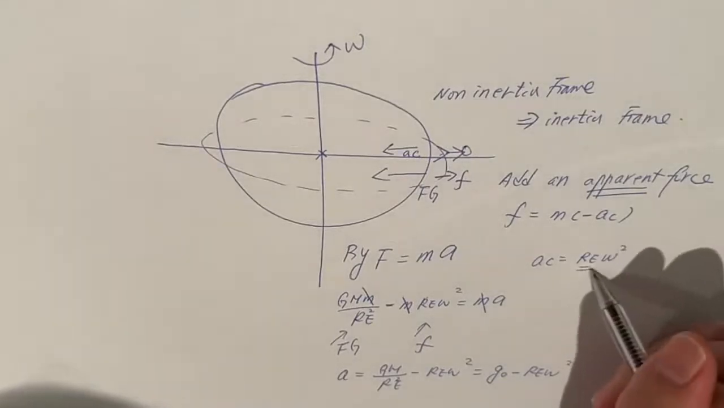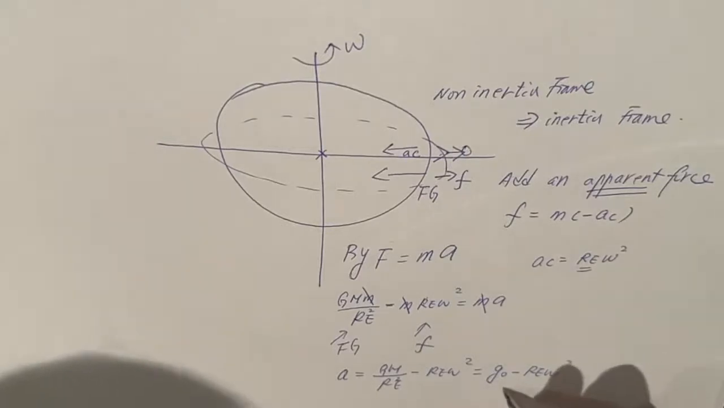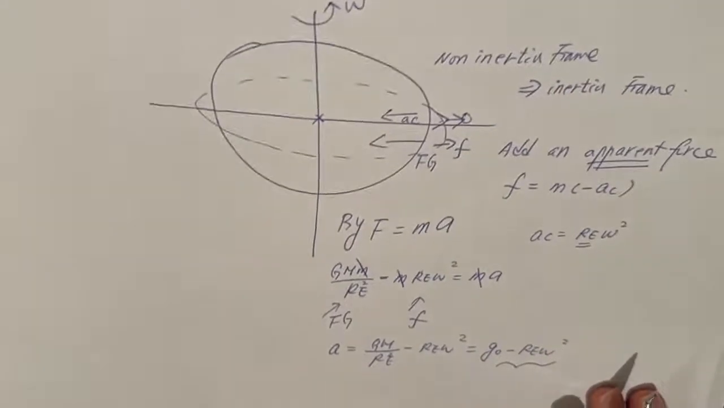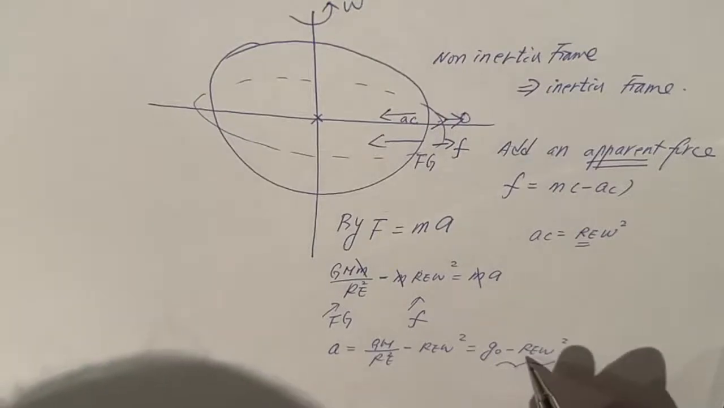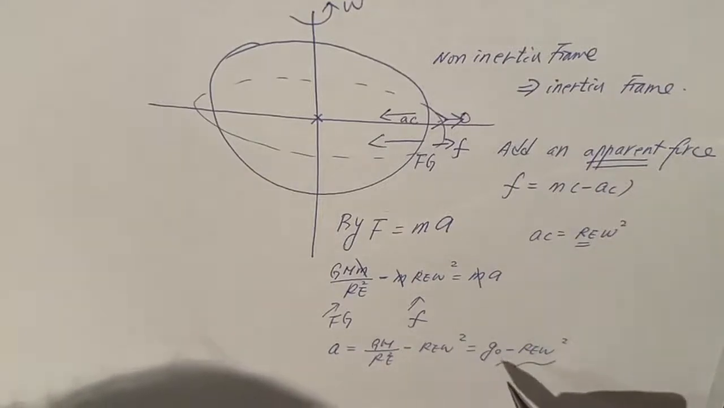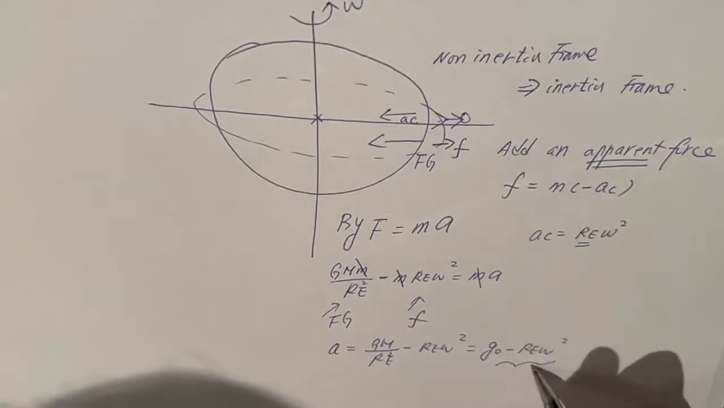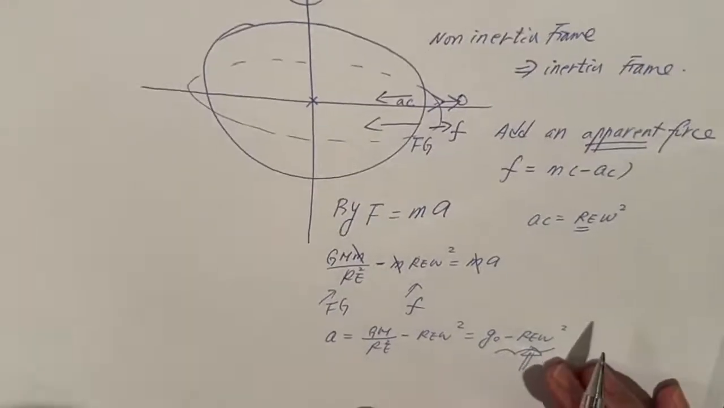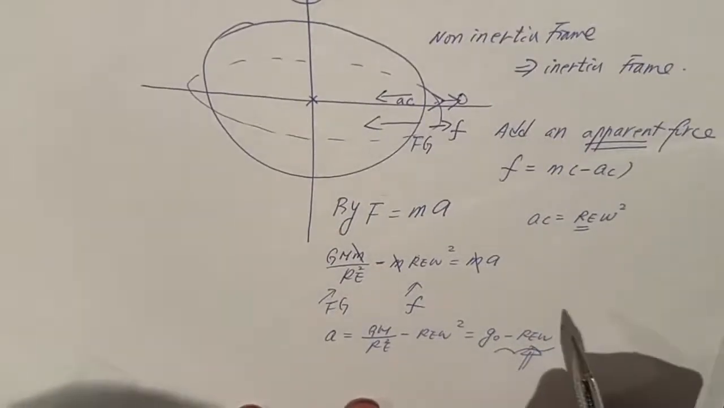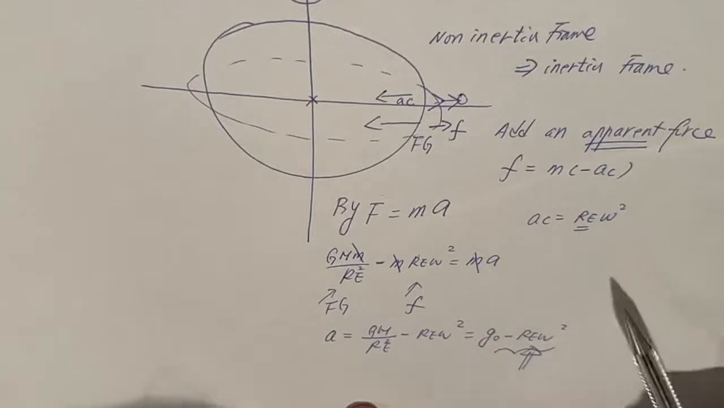Here r Earth is equal to the radius of the Earth, right? So we get a very small negative term here. This negative term is due to the non-inertial frame of reference of the person. But because we want to use the Newton's second law, we need to add this apparent force to it. This arises from the apparent force. So here we get a very important concept about non-inertial frame to inertial frame.